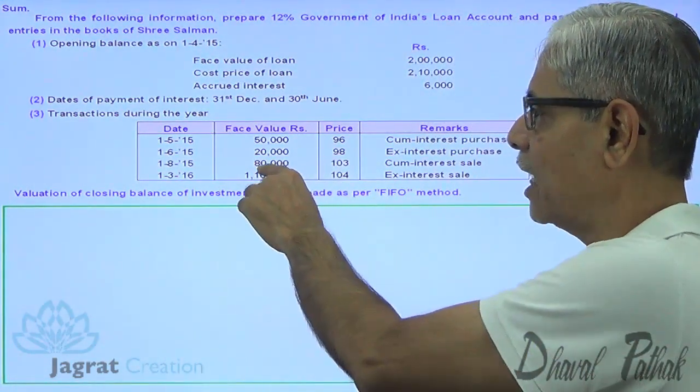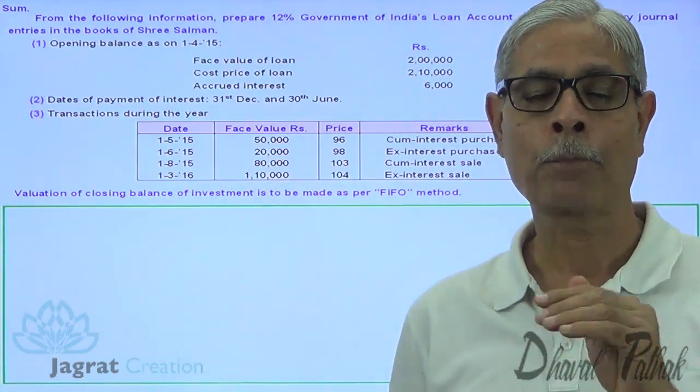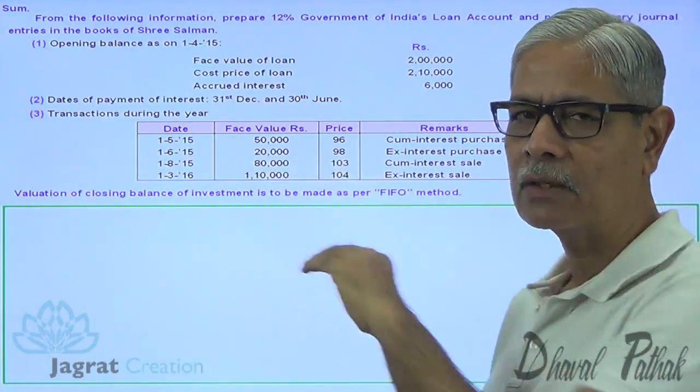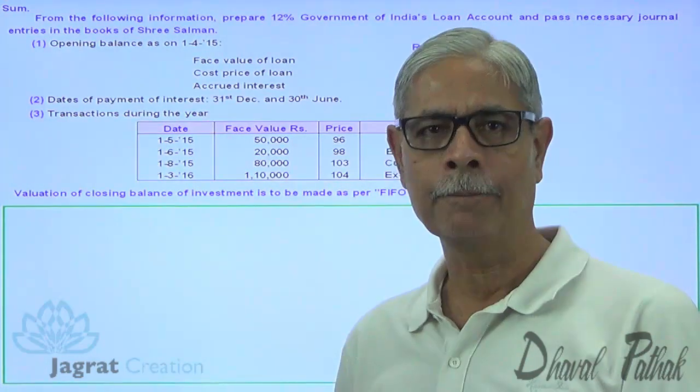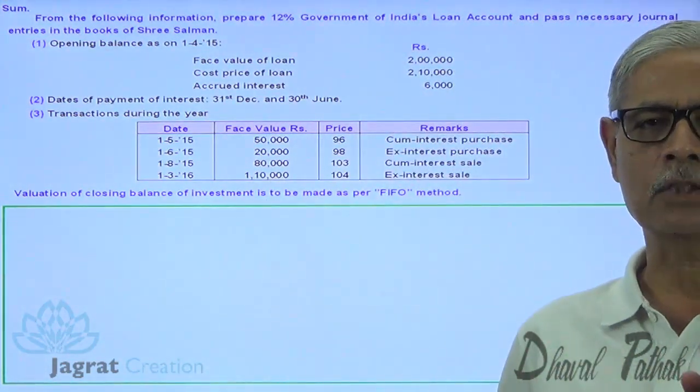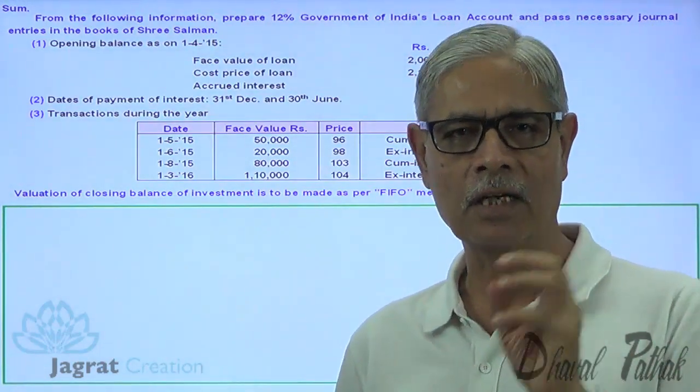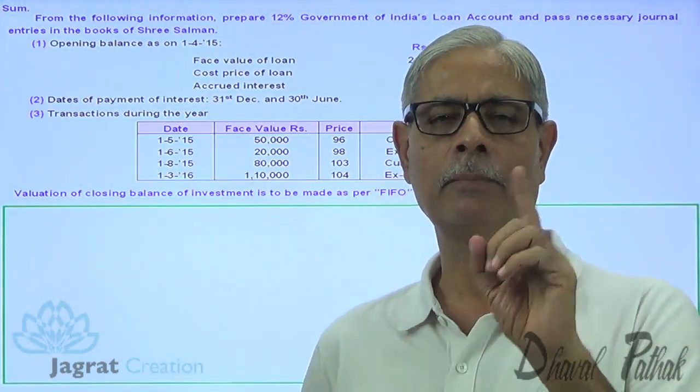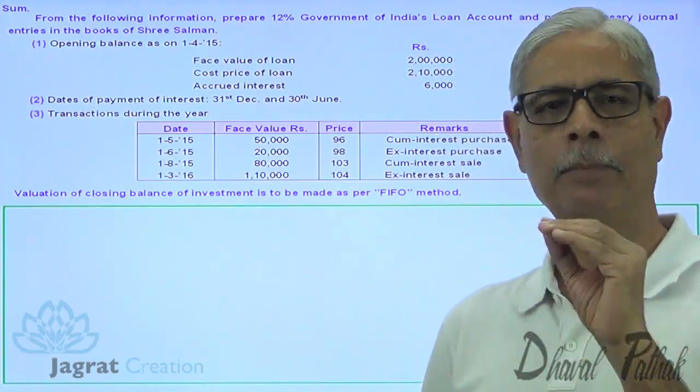From that first lot, 80,000 will go out. Next, 1,10,000 will also go out from it. And out of this, 2 lakh 1,90,000 face value investments are sold. So the investment left with us will have a face value of 10,000. Its cost will be found out.